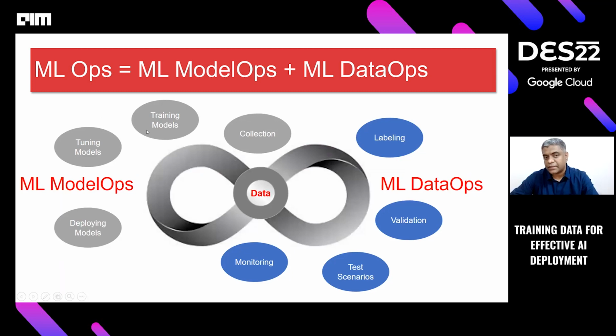What you saw in the previous slide is ML Ops, but please do remember ML Ops has two parts, ML Model Ops and ML Data Ops. In ML Model Ops, the focus is on training models and tuning them and deploying these models. Whereas in ML Data Ops, it's all about data and data that is used for training, data that is used for validation, test scenarios, and monitoring the performance of these models once they reach production.